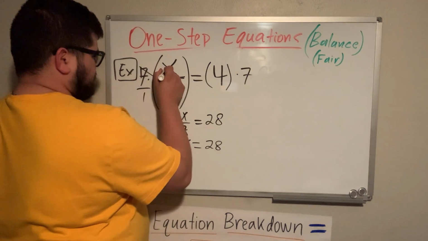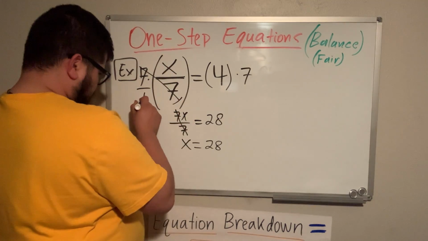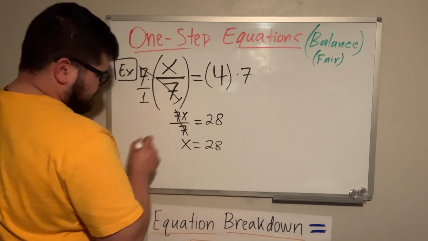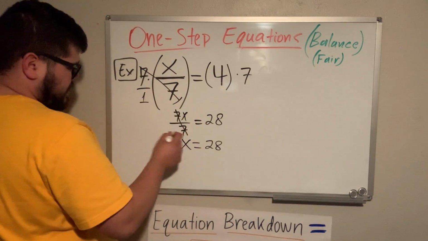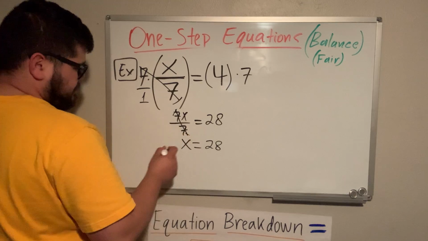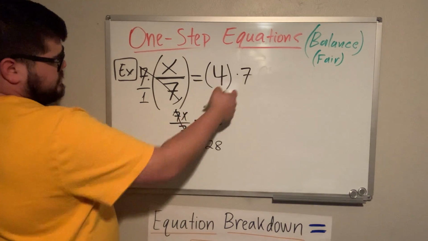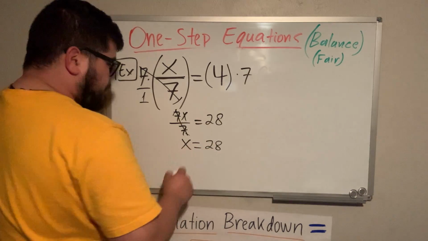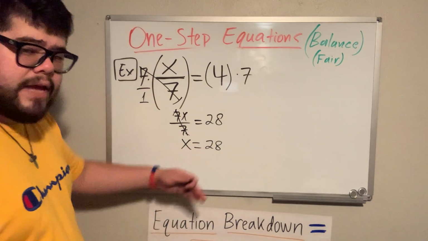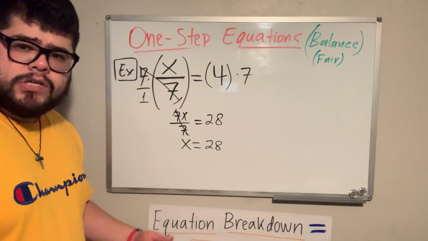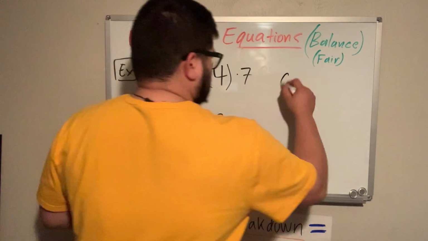7 times x, 7x. 1 times 7, you get 7, and then you can cross them out. 7 divided by 7 is 1. 1 times x, you get x like before. And then 4 times 7, we got 28 the whole time. So we believe x is 28, right? But we have to what? What do we have to do? Check, right? We have to check. So let's check it.